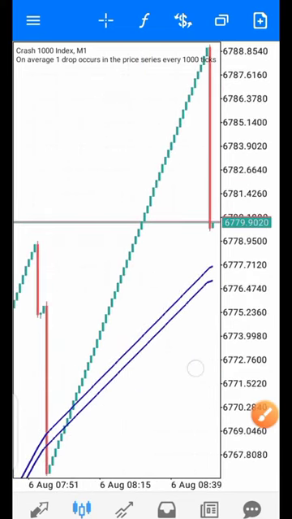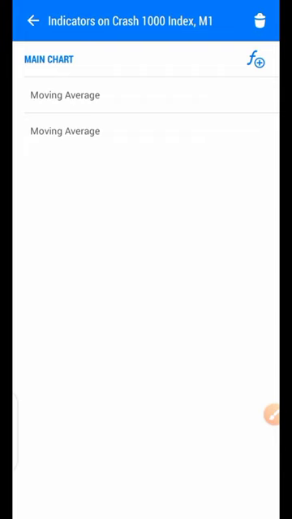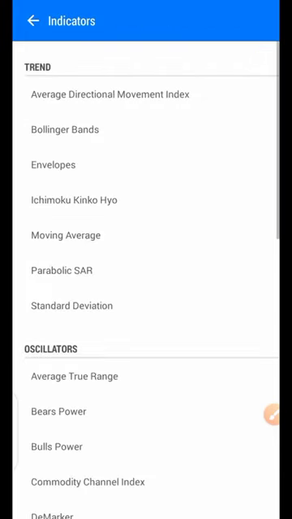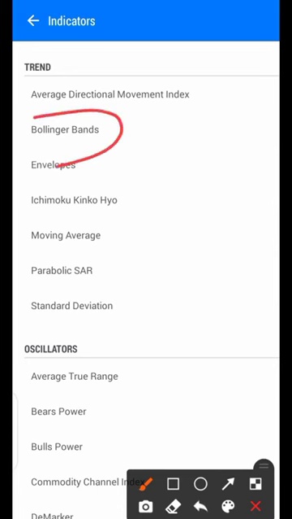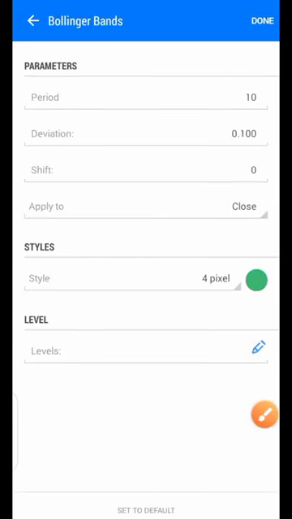Now let's add our Bollinger Band. As usual, click on the main chart F, find your Bollinger Band. It's here under the trend. Click on it. You can see the settings. The default setting for Bollinger Band is 20 for the period, and the deviation should normally be maybe around 2.00 something, I think so. So you change this to 0.100, the deviation.